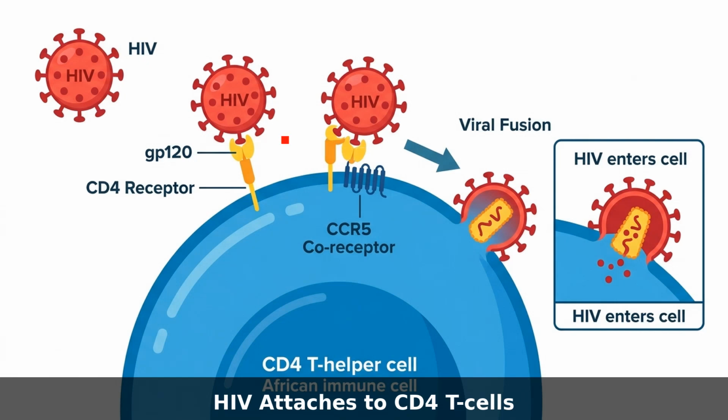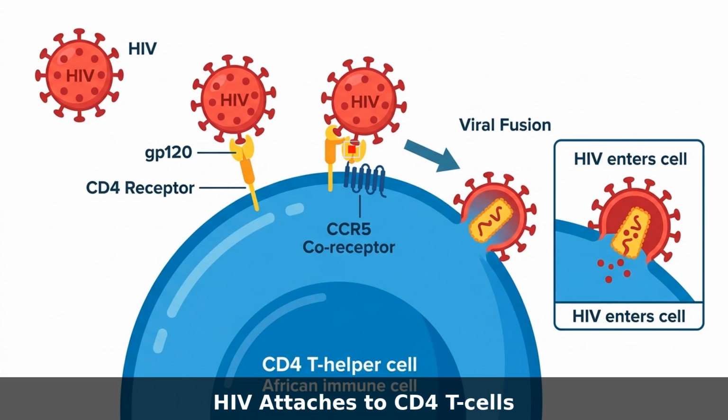The outer surface of HIV contains a protein called GP120. This protein binds to the CD4 receptor on T helper cells. After attaching to the CD4 receptor, HIV also binds to co-receptors called CCR5 or CXCR4. These interactions allow the virus to fuse with the cell membrane and enter the cell. Once inside, the viral shell breaks apart, releasing its genetic material and enzymes.